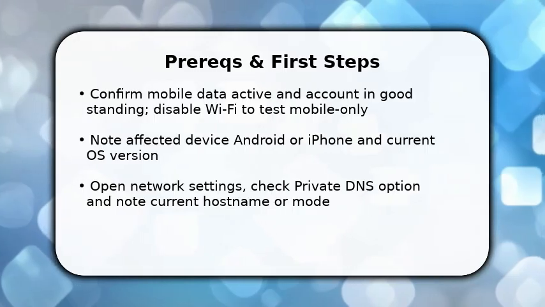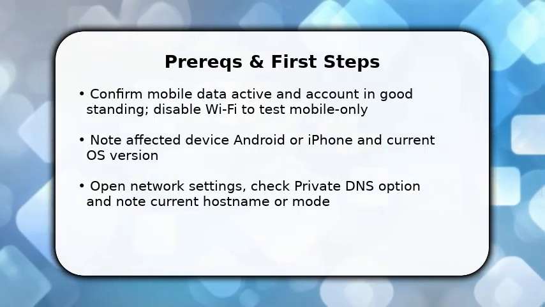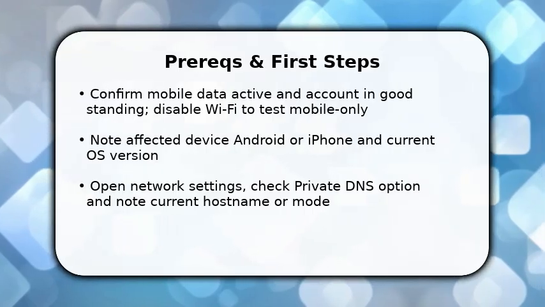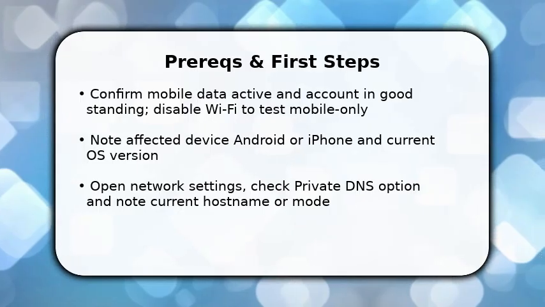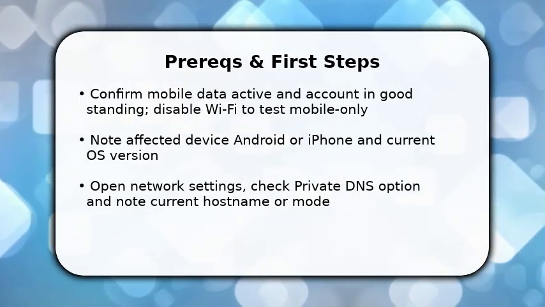Next, open network settings and locate the private DNS or DNS settings. Note if it's set to automatic, off, or a custom hostname. This gives you the baseline so you can make targeted changes without guessing.